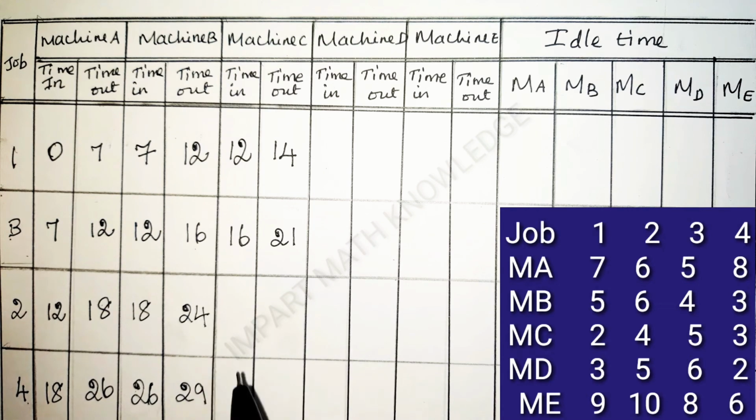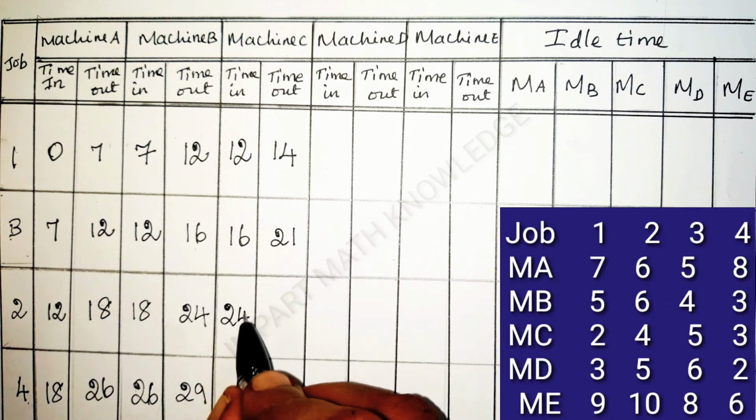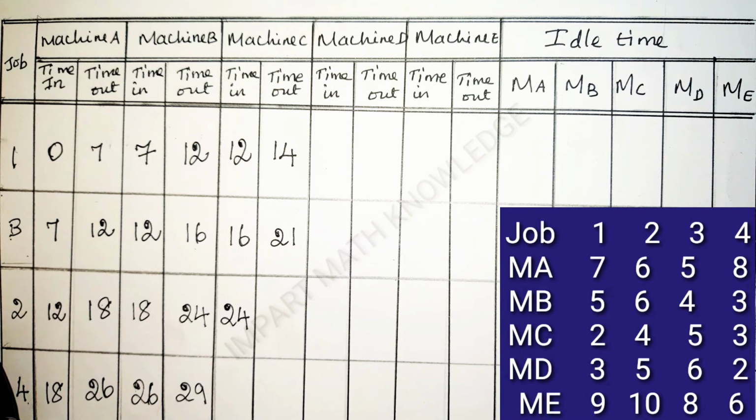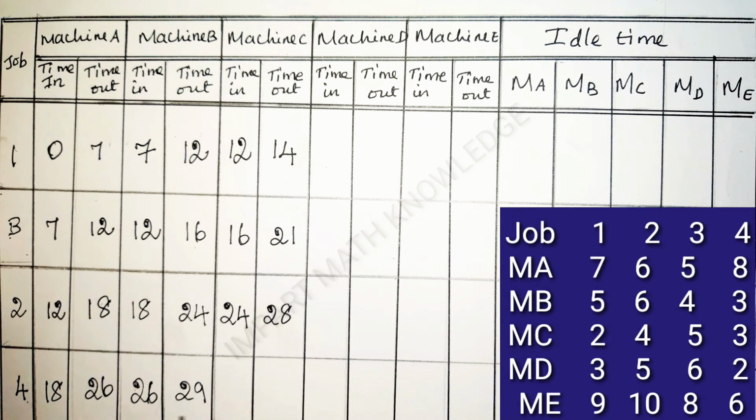For job 2, time in is 24 because 21 is not possible. The processing time for job 2 on machine C is 4. So 24 plus 4 is equal to 28. For job 2, machine C, time in is 24, time out is 28. For job 4, time in is 29 because 28 is not possible. The processing time for job 4 on machine C is 3. So 29 plus 3 is equal to 32. For job 4, machine C, time in is 29, time out is 32. The time in and time out for machine C is over.